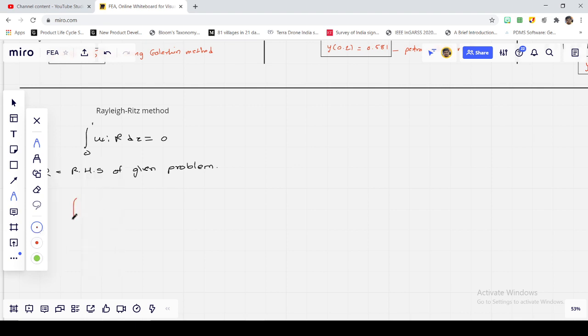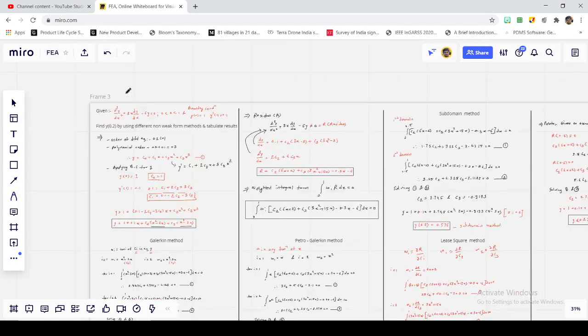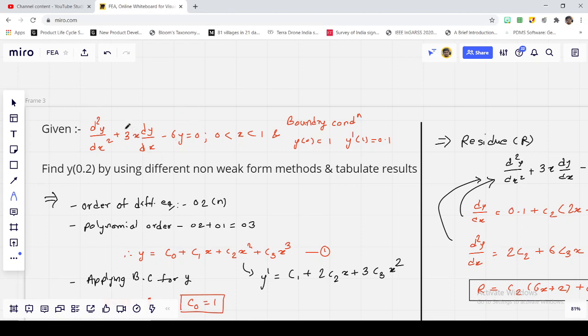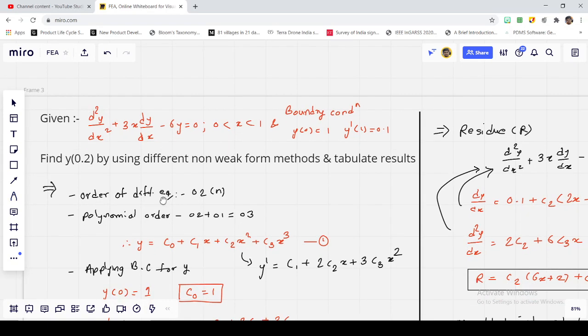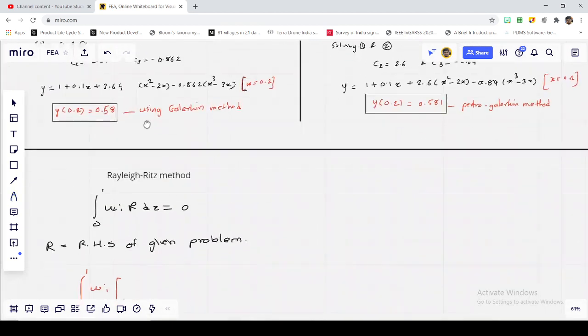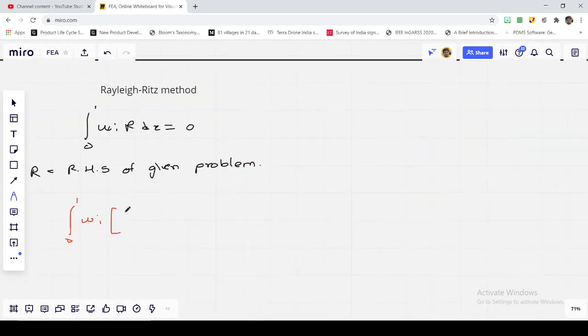So we will be doing that now. 0 to 1, you have Wi, we are not substituting Wi as of now, and we are taking R as the given problem statement, that is this differential d2y by dx square plus 3x dy by dx minus 6y. So let us take that: d2y by dx square plus 3x dy by dx minus 6y dx is equal to 0.